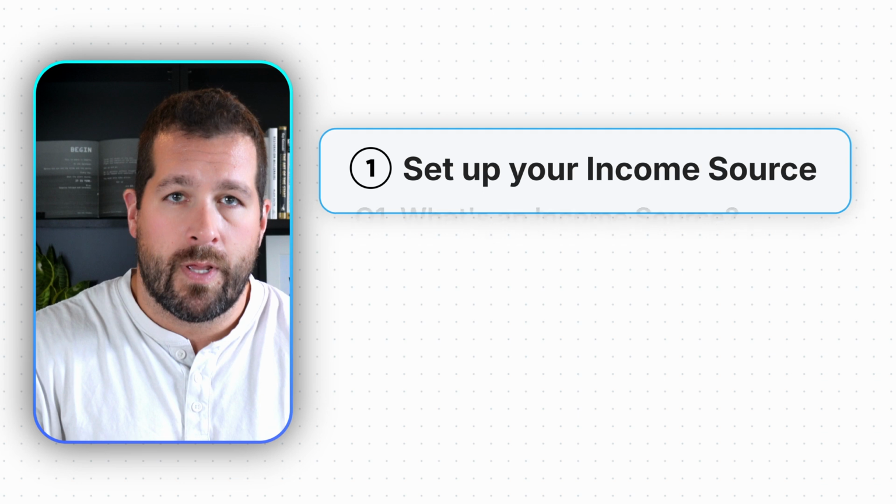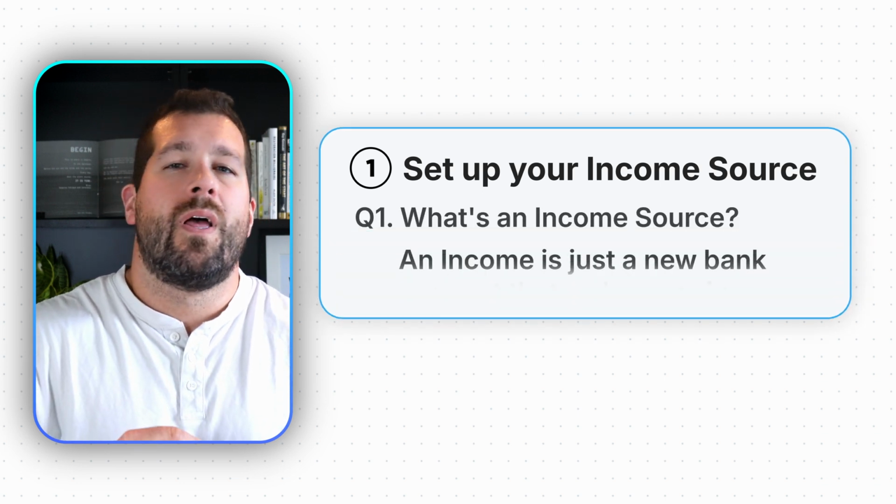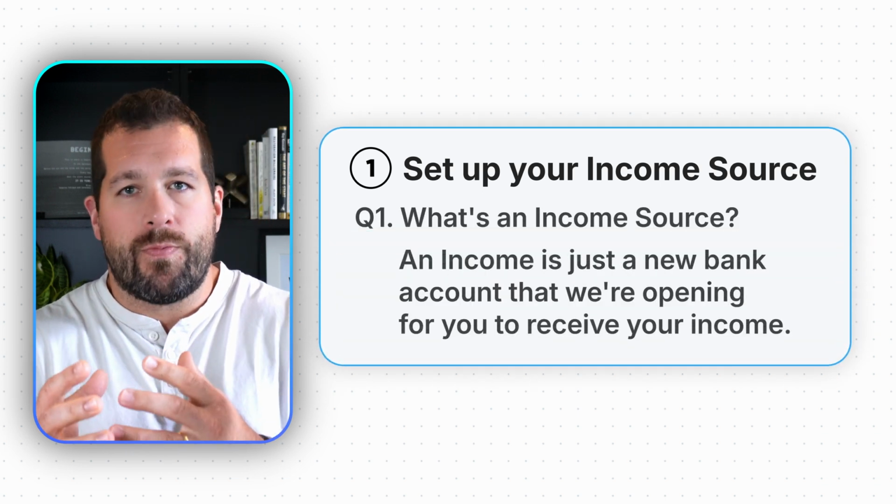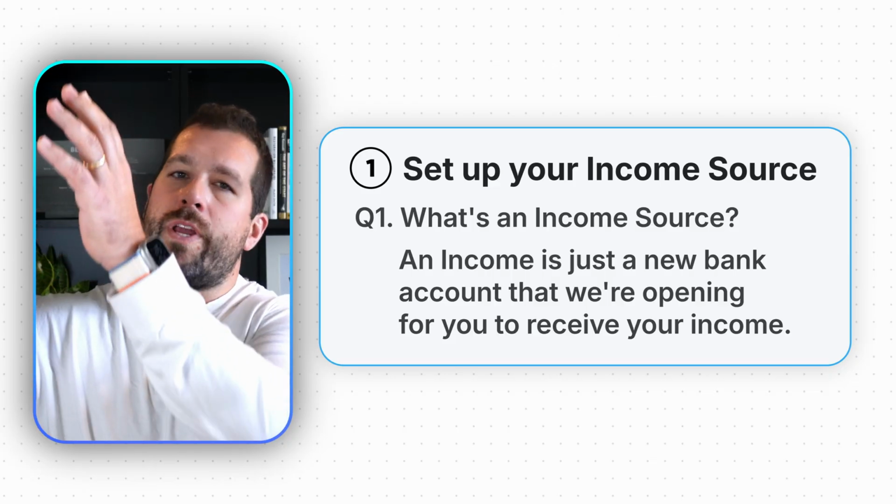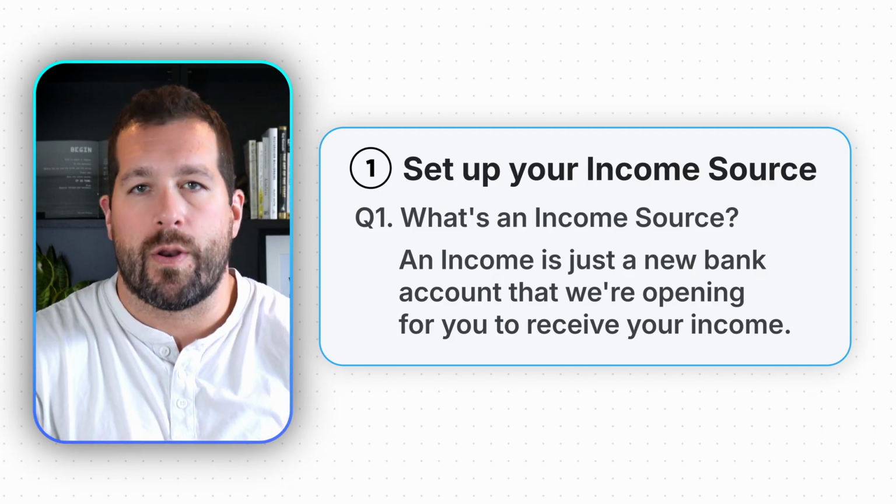So to get started, let's set up your income source. Now you might be asking, what's an income source? Well, an income source is just a new bank account that we're opening for you to receive your income so that we can start to help you automate your money.